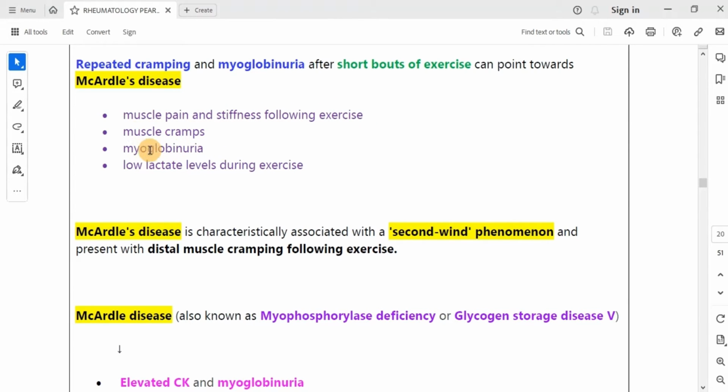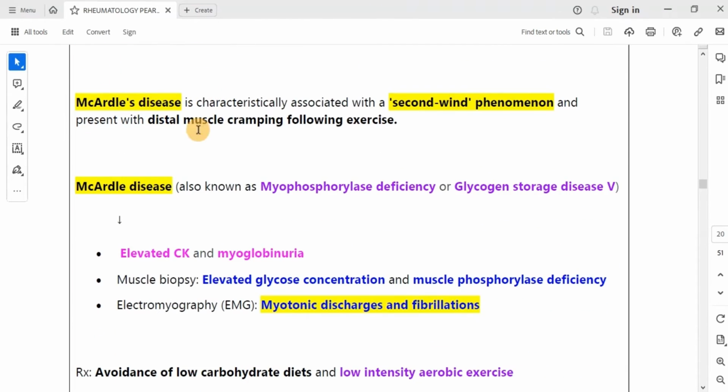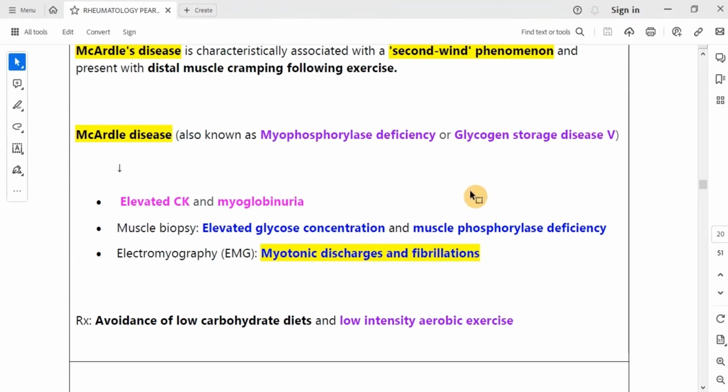Muscle cramp, myoglobinuria, low lactate level during exercise. And this McArdle's disease becomes prominent following exercise. In the normal resting period, usually we can't detect McArdle's disease. McArdle's disease is characteristically associated with the second wind phenomenon and presents with distal muscle cramping following exercise. McArdle's disease is also known as myophosphorylase deficiency or glycogen storage disease 5.